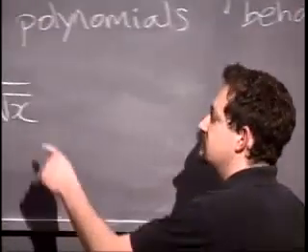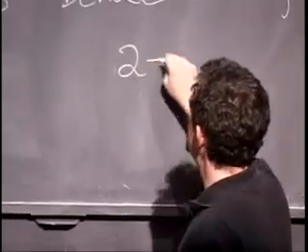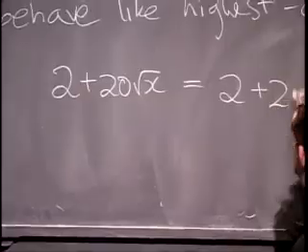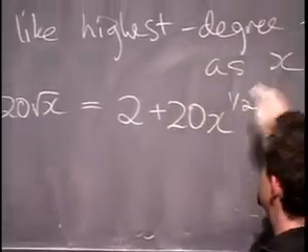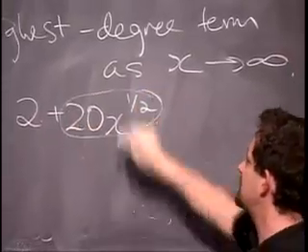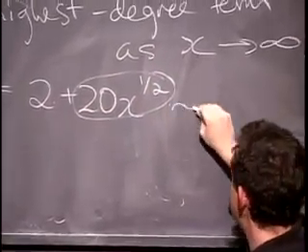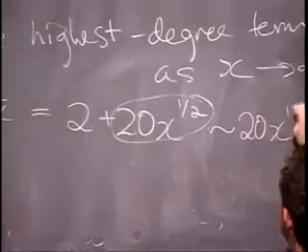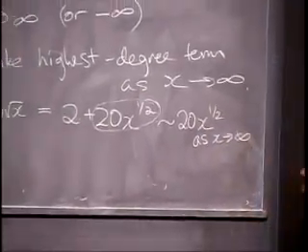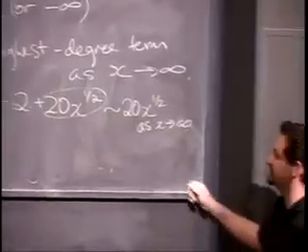Well, you could use the comparison test. Also, this is not a polynomial, strictly speaking. It is a polytype, but the same principle still applies. I want to think of 2 plus 20 root x as 2 plus 20x to the 1/2. So this is x to the 0 here, this is x to the half, the highest degree term. And I'm going to claim that this behaves like 20x to the 1/2 as x goes to infinity. Highest degree term dominates.